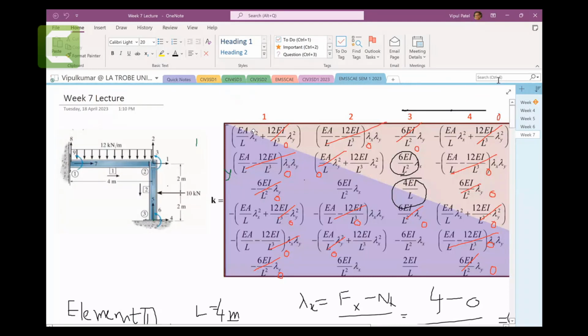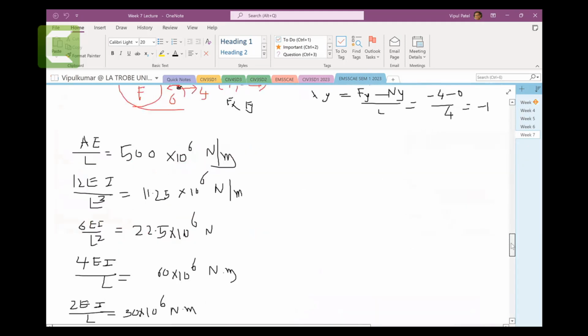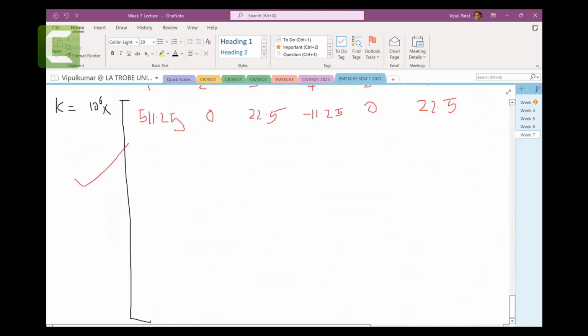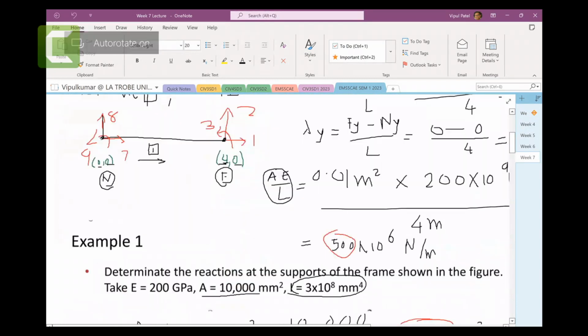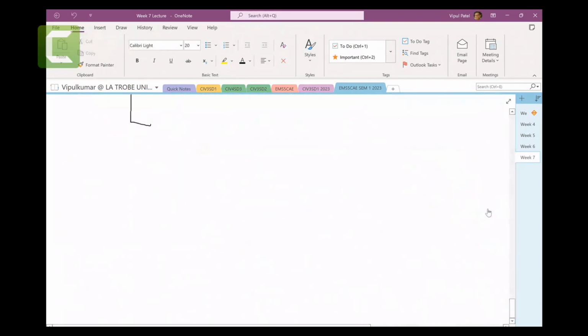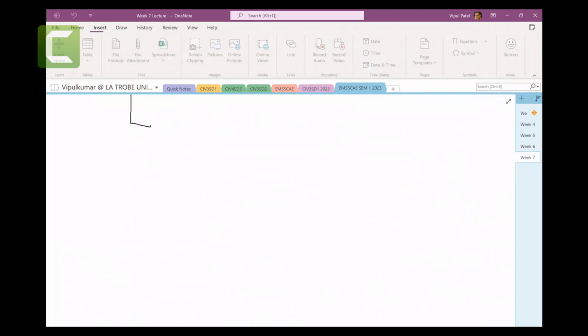You know, this is the problem we are solving. The question is we need to find the reactions of the supports, and all the details are given there. Right, so we need to find the reaction forces. So the process is, I can summarize. Let me turn off the camera. I hope you can see the screen.